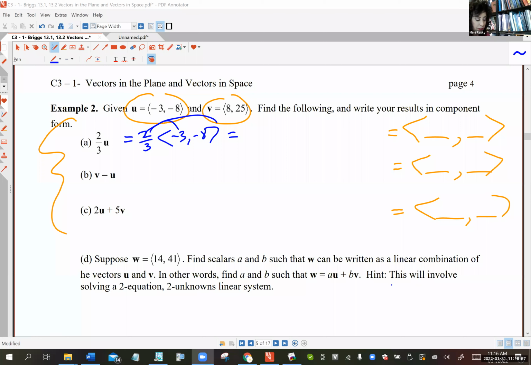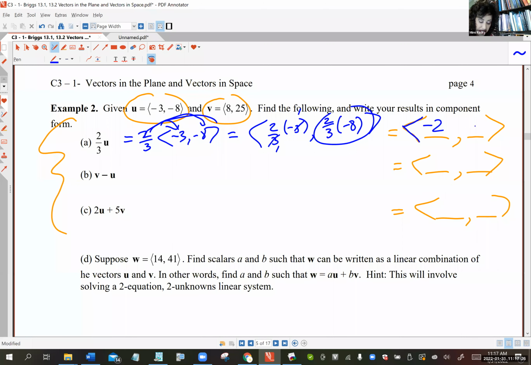Share screen. All right, so you're going to do 2/3 scalar multiple of the vector u. So you'll distribute the 2/3, and so 2/3 times -3 will be the first component, and 2/3 times -8 is the second component. Well, then what's that? I always like you to reduce your fractions to lowest terms to get full credit. So here the 3's turn into 1's, and you should get -2 as the first component. And then here, -16/3 is the second component. And there's your final answer with the angular brackets, component form. Everybody get that?